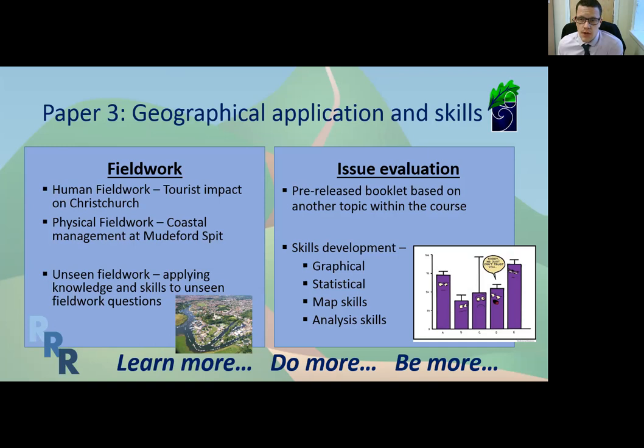They look at unseen fieldwork as well, shorter questions based on the skills they've developed as a result of their own investigations. The second part of this paper is issue evaluation. And we'll get a booklet 12 weeks beforehand, and that booklet will be based on a topic that we've looked at in the main part of the course. And they get to analyze that booklet before the exam, and they'll get a fresh booklet in the exam on which they'll be asked several questions. So this is mainly a skills-based section with graphical, statistical, and map skills.